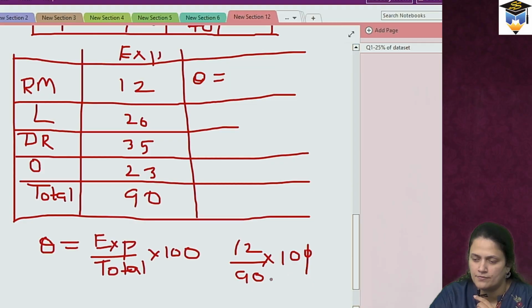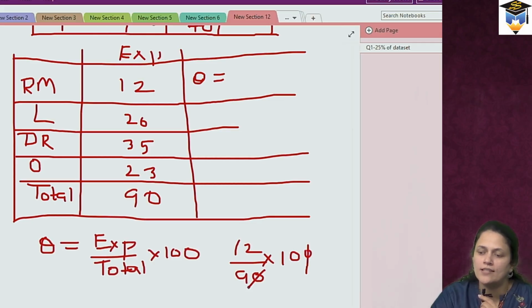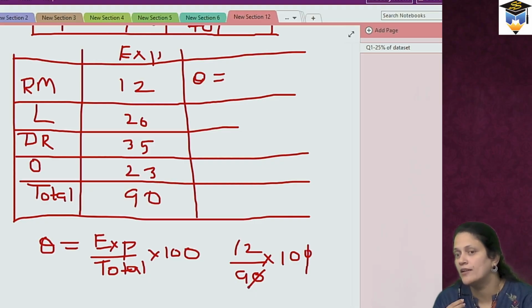Answer is 120 upon 9. Tell me somebody, 120 divided by 9, what is the answer? Expenses upon total into 100. So how much is 120 upon 9? 48.